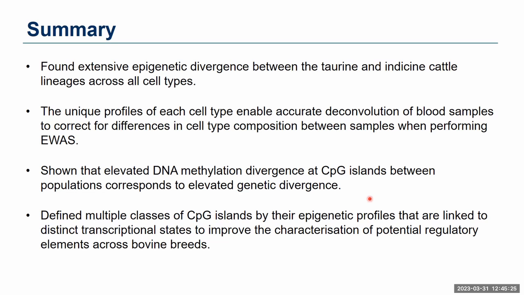We've shown that elevated DNA methylation divergence at CpG islands between populations corresponds with elevated genetic divergence. And finally, we've defined 6 classes of CpG islands based on their DNA methylation and chromatin accessibility profiles that are linked to distinct transcriptional states. And hopefully this can be used to improve the characterization of potential regulatory elements across the bovine breeds.